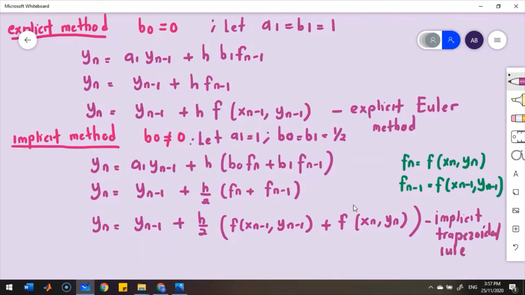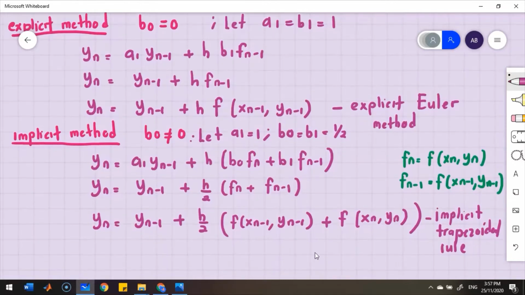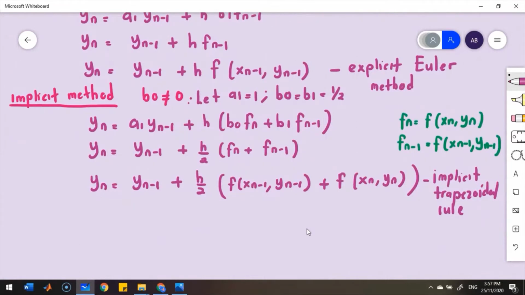So not all RK methods you can write as a one-step method, but these are some of them. So you can derive methods based on the standard linear multi-step method that I showed you just now. In this example I've given you the explicit choice and the implicit choice of one-step method.